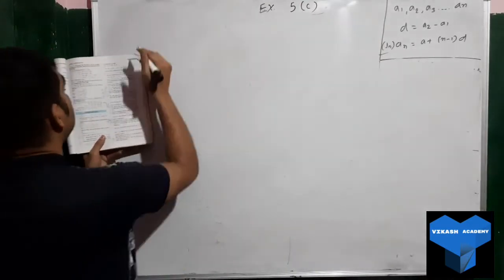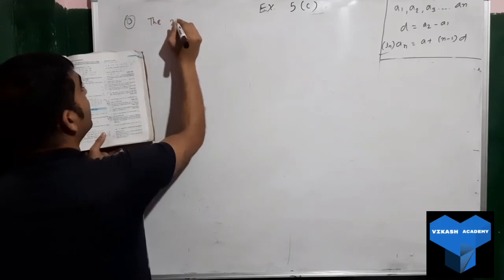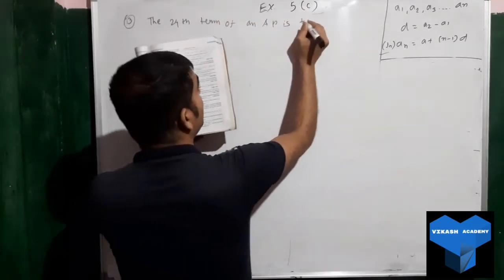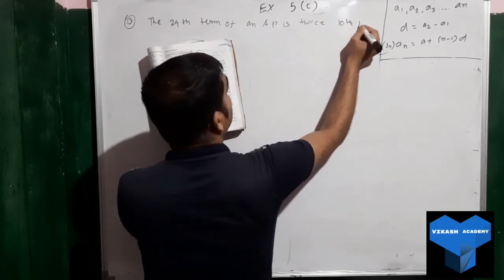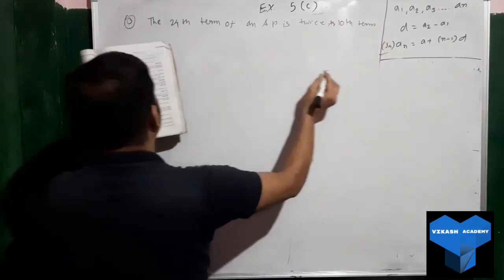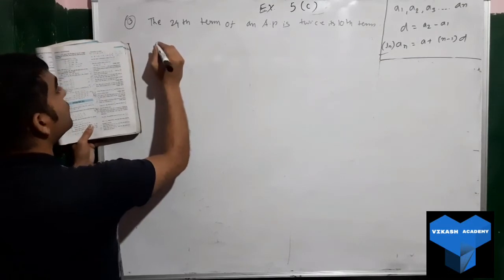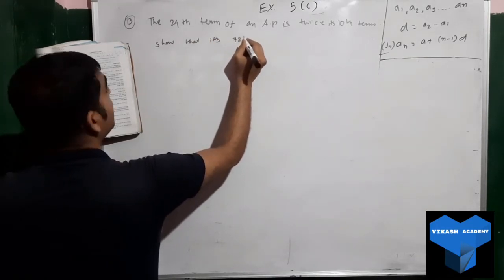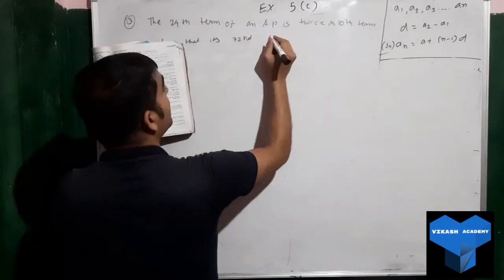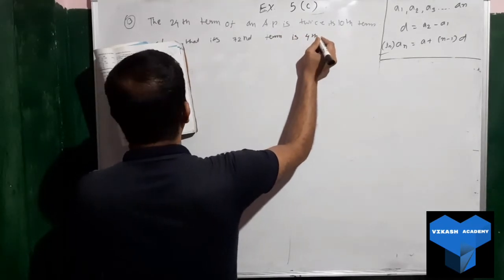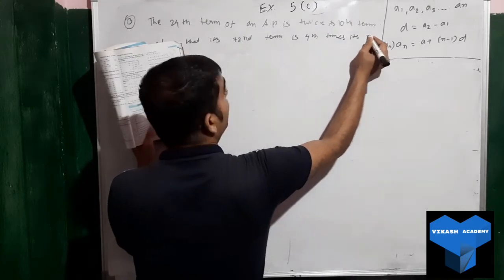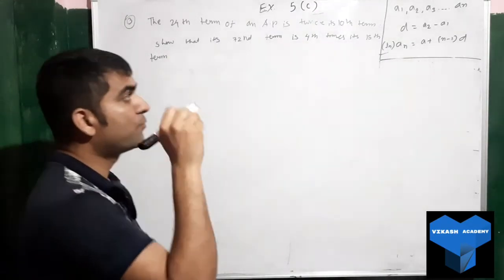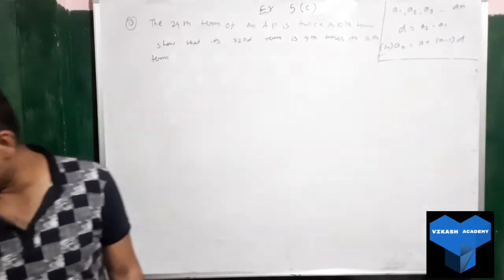So question number 13, let us write it down. The 24th term of an AP is twice its 10th term. We have this first statement, this is the first condition we have to get from here. So that its 72nd term is 4 times its 15th term. So we have to show the 72nd term is 4 times its 15th term. Means T72 equals 4 into T15.